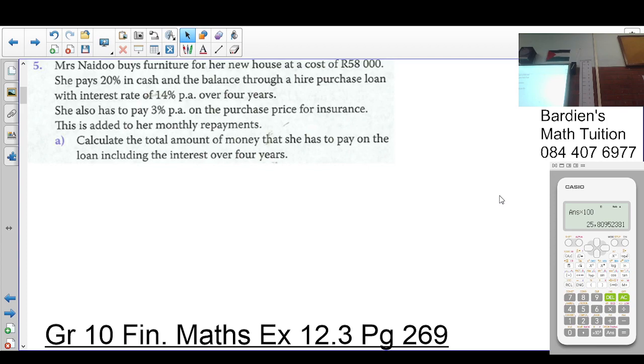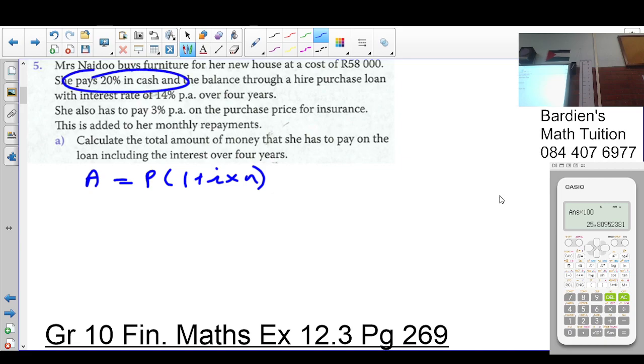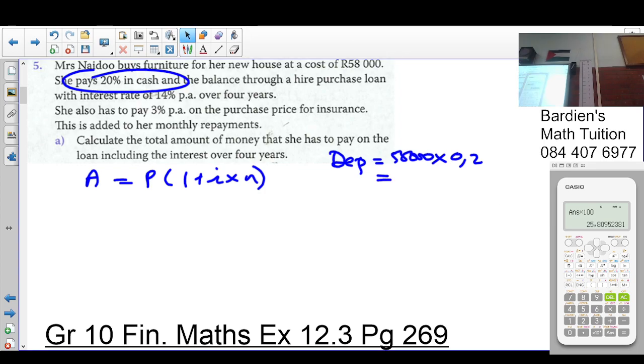So in other words, here I'm just calculating my A value. So A is equal to P times (1 plus i times n). Why times n? Because it is hire purchase. Okay. She pays a deposit of 20%. So the deposit is equal to 58,000 times 20%.